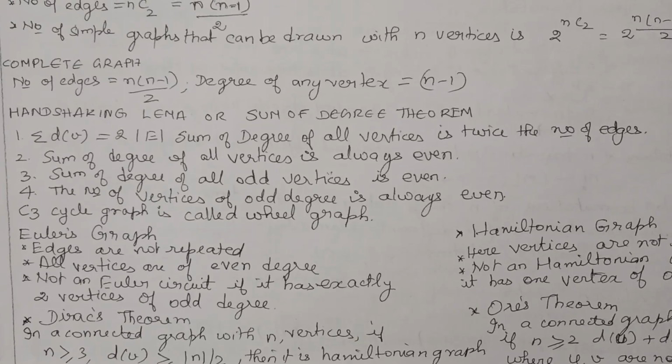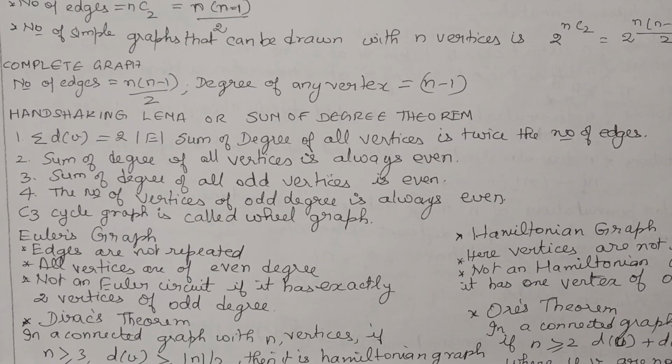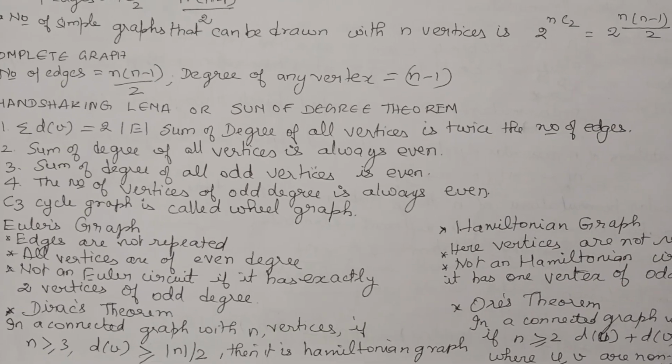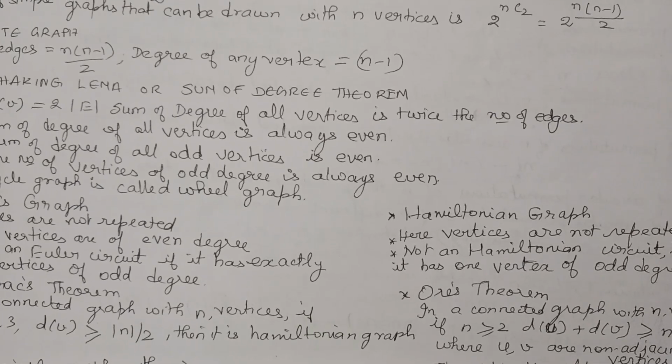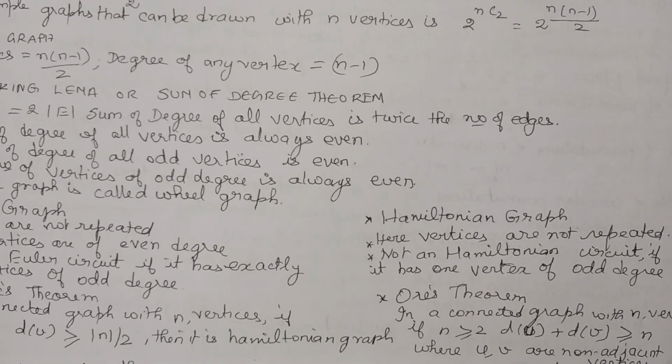So you can find the difference between the Euler's graph and Hamiltonian graph. So Euler's graph means what? Edges are not repeated and all vertices are of even degree. It will not be an Euler circuit if it has exactly 2 vertices of odd degree. In case of Hamiltonian graph, here vertices will not be repeated. It will not be a Hamiltonian circuit if it has one vertex of odd degree.